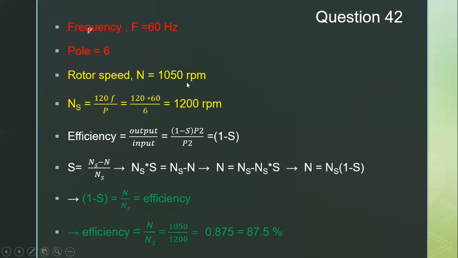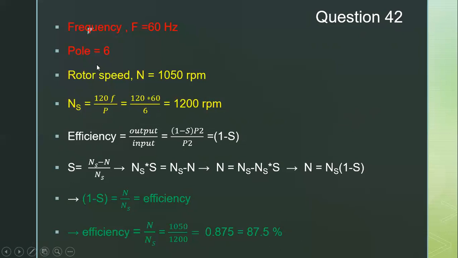So what is n? n is given as 1050. What is ns? 1200. We find ns here using 120 f by p: 120 into 60 divided by 6, which is 1200 rpm. So n divided by ns is 1050 divided by 1200, which is 0.875. It is equal to 87.5 percentage.